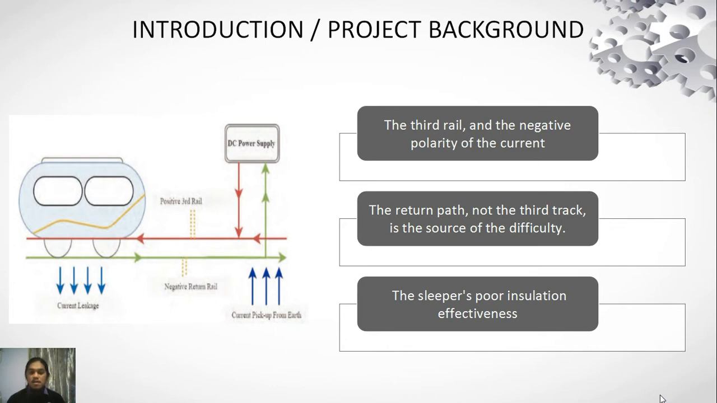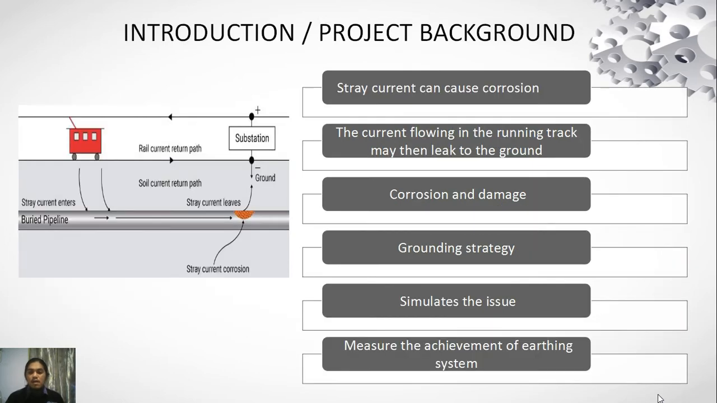Stray current from the DC railway is unavoidable. Because of the sleepers' poor insulation effectiveness, a portion of the return current will inevitably leak to the ground, creating an unwanted return route, with current flowing along a low resistance channel. Because stray current can cause corrosion of neighboring railway supports and third-party infrastructure, it is an issue that has to be addressed promptly.